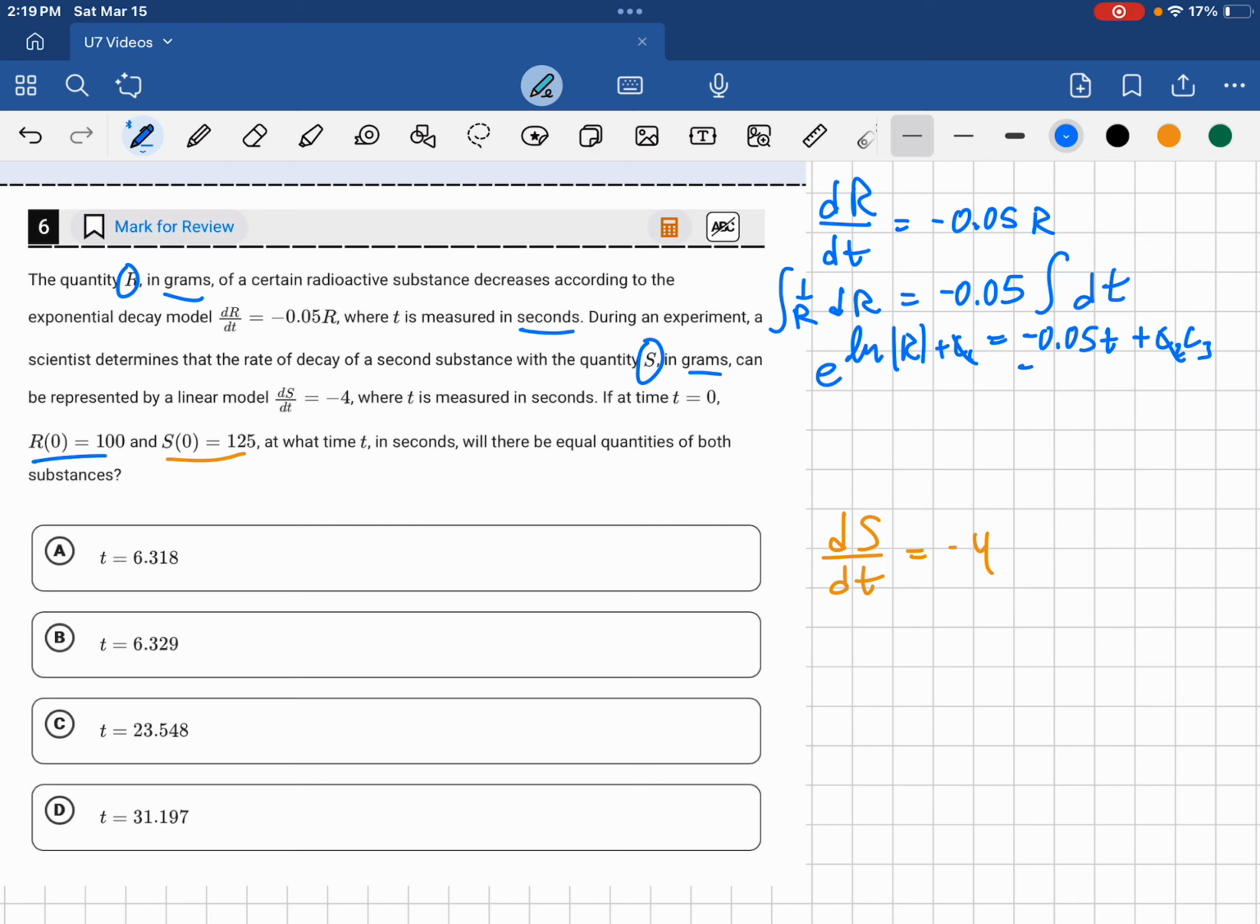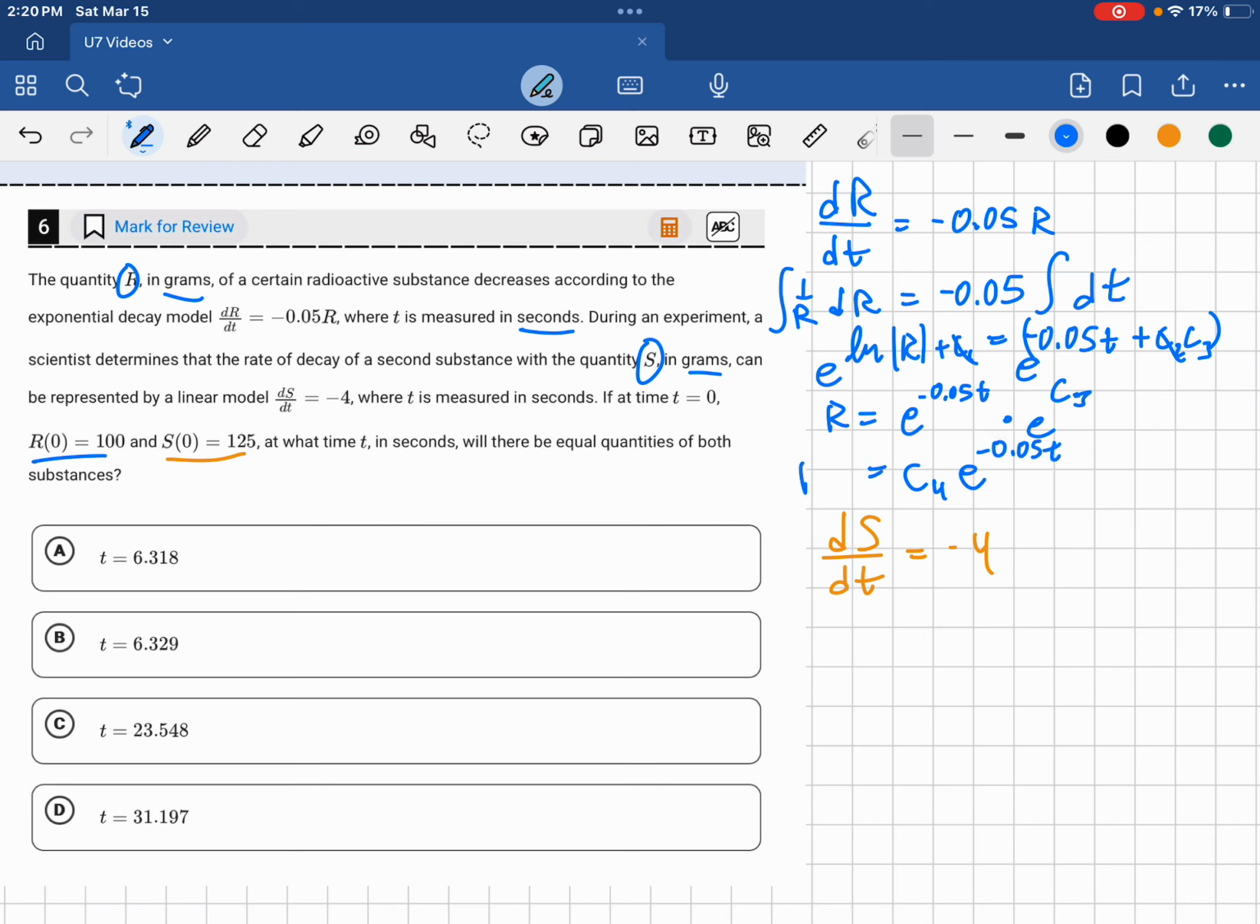I'm going to raise both sides to the base e. And so I get R equals, and because the exponents are adding, I can change this to e to the negative 0.05 t times e raised to this constant C sub 3. This becomes a constant because it's e raised to a constant. It just gets you another number, almost like saying e to the second power. We don't know exactly what that constant is, but we do know it's going to give us another number. So we have C sub 4 e to the negative 0.05 t.